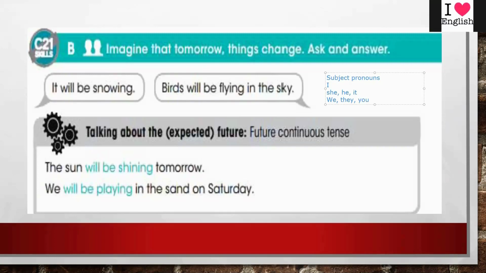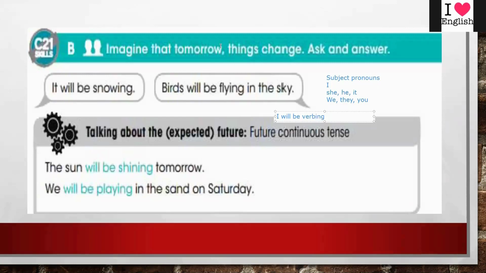And you. Okay, so these are the subject pronouns. We call them subject pronouns because they come in the subject. For example, this is a sentence. In the sentence, we have subject and verb. In the subject, we will use, for example, I. We will say, I will be. Then we add the verb. After the verb, we will add ing.